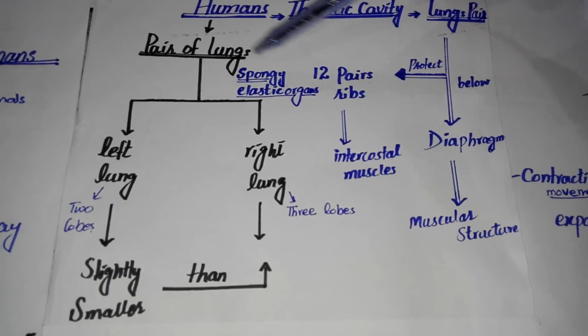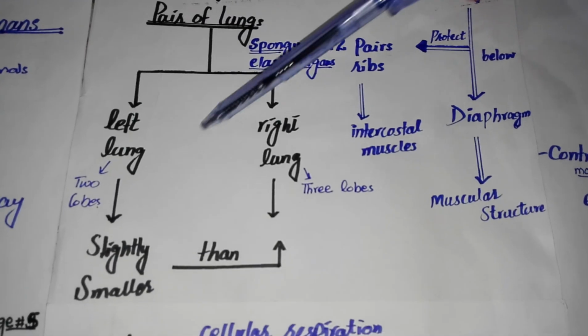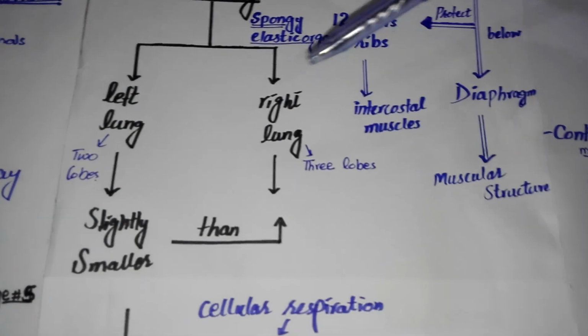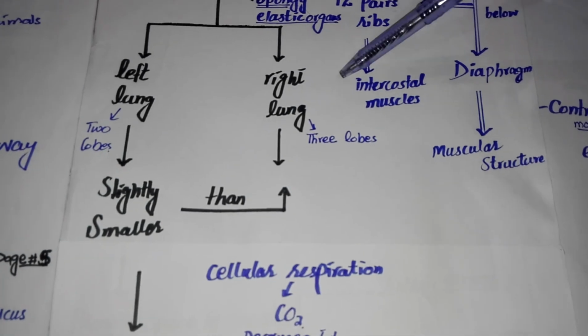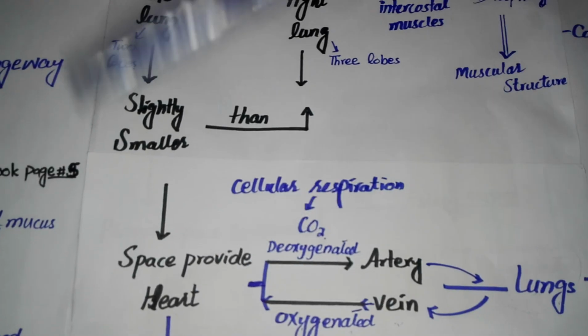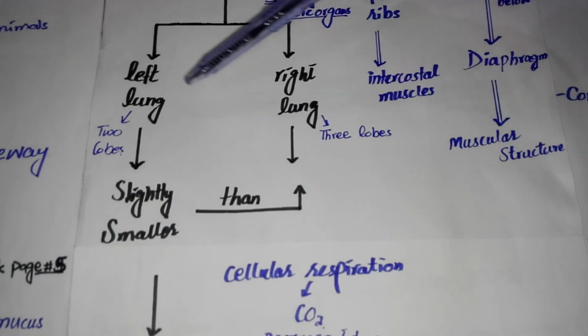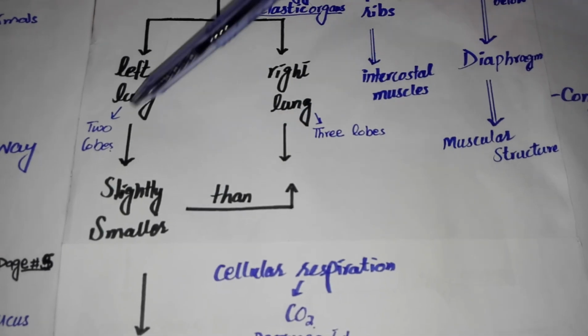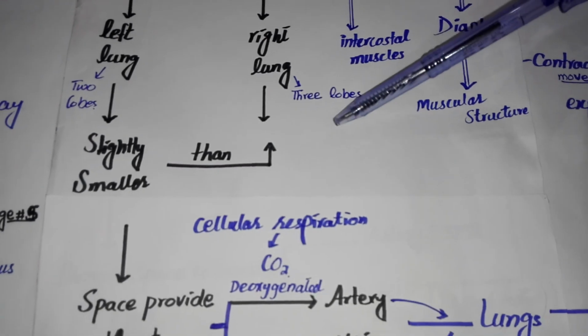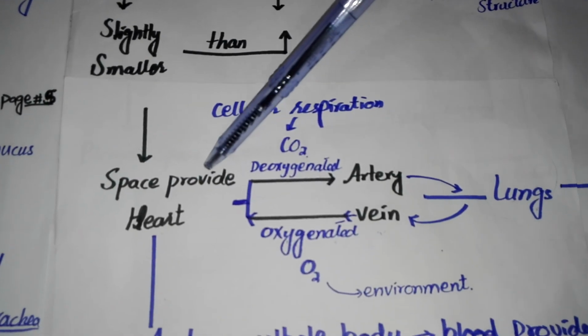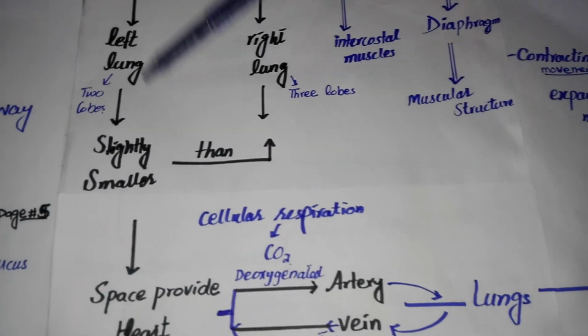Let's see this pair of lungs. The pair of lungs is a spongy, elastic organ containing the left lung and the right lung. The left lung is slightly smaller than the right lung because it provides space to the heart. As the left lung is smaller, it contains 2 lobes and the right lung contains 3 lobes. There is a heart which is present between the 2 lungs.